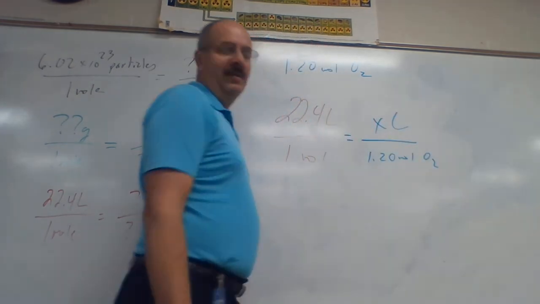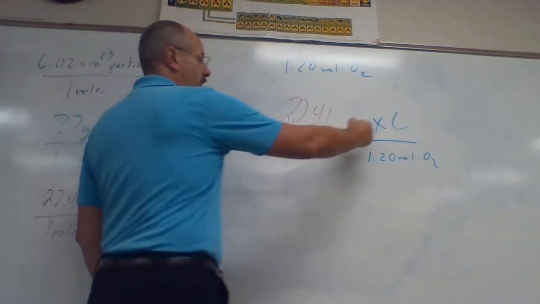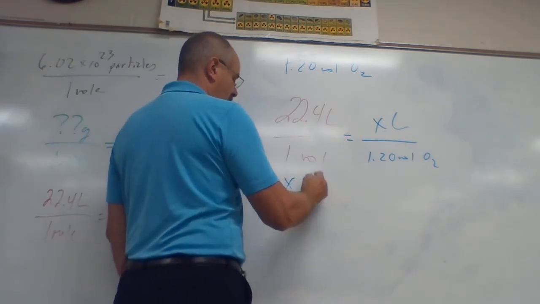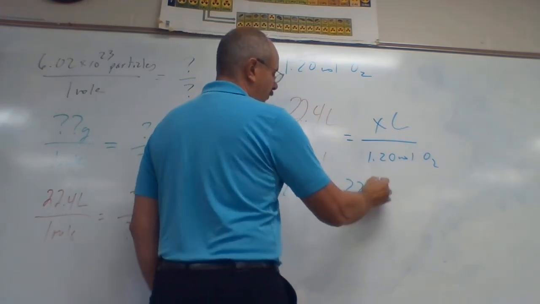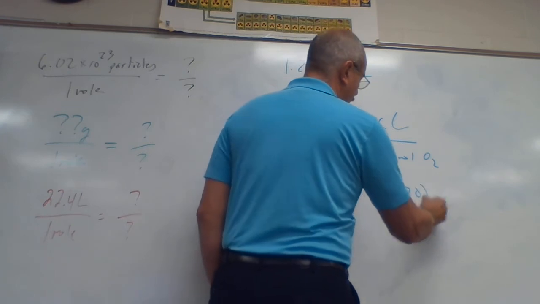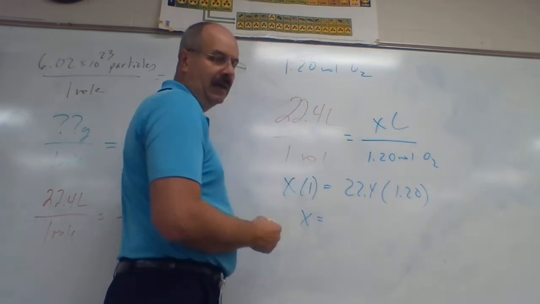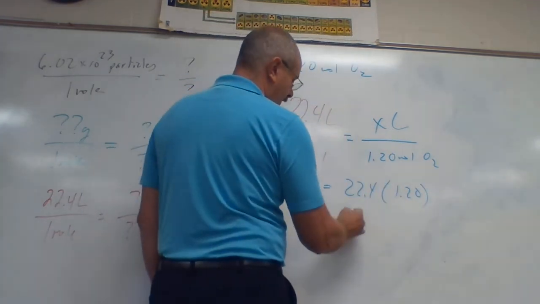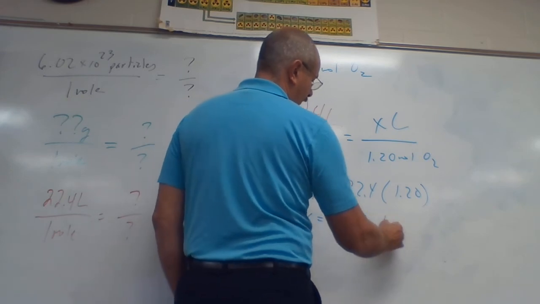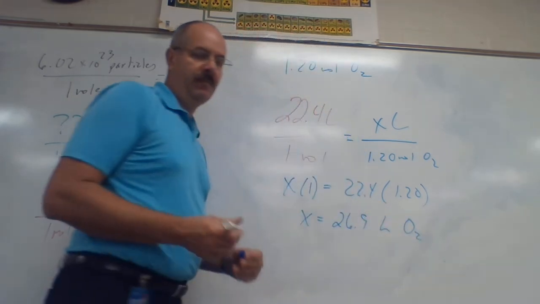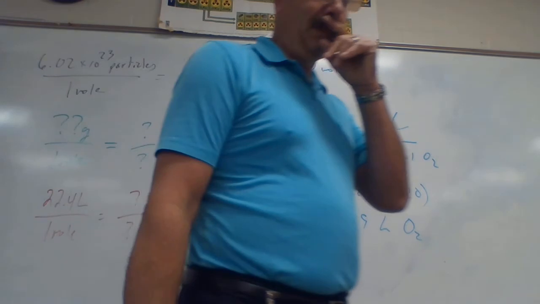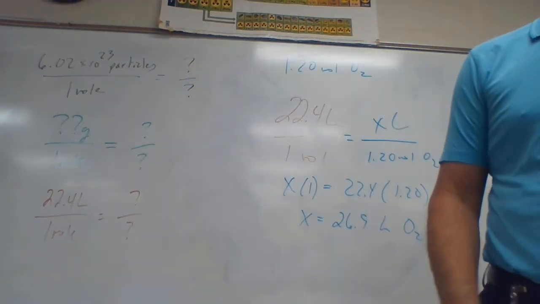We're trying to find X liters of it. So X times 1 equals 22.4 times 1.20. Multiply that out and you get 26.9. And that's liters of O2. So there's my final answer on that one. So that was number 57.